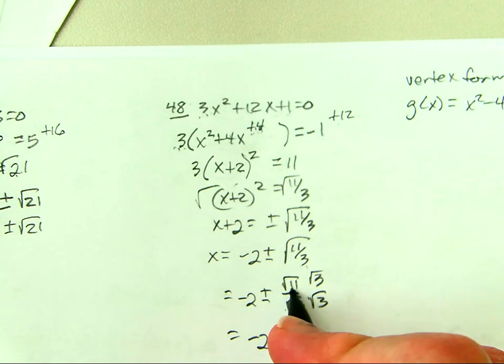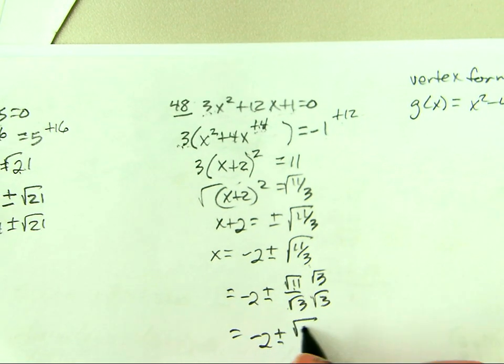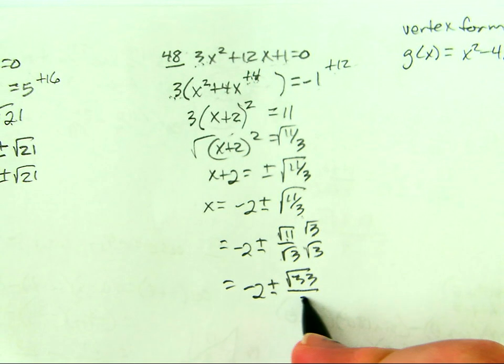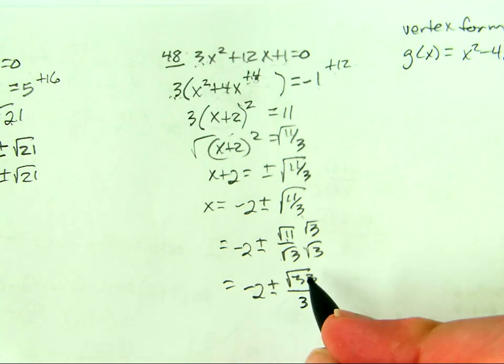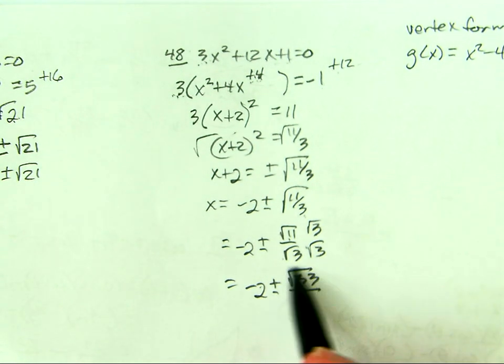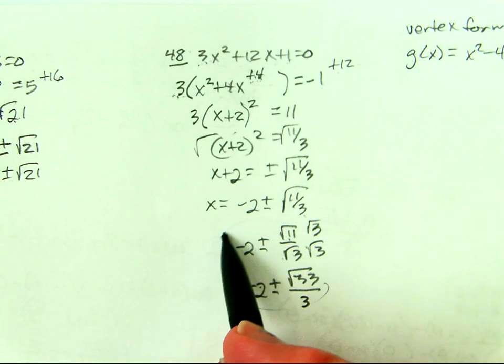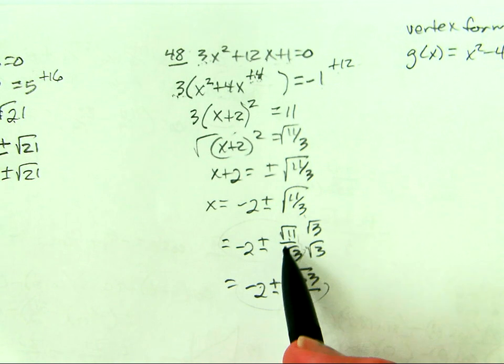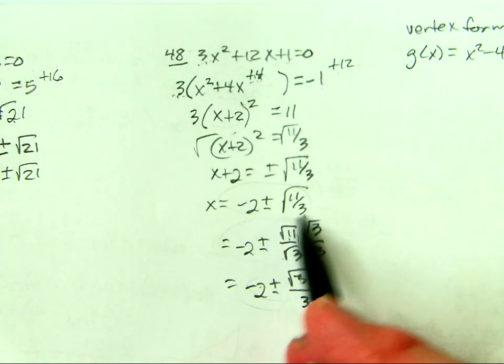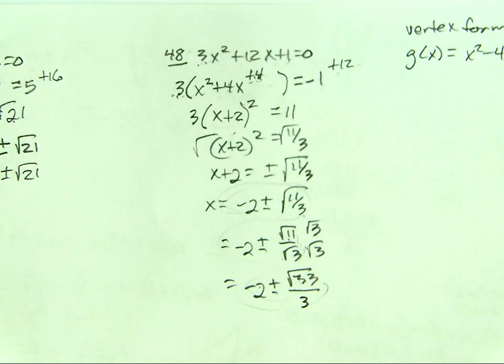Here, square root of 11 times the square root of 3 is the square root of 33. And here, square root of 3 times square root of 3 is the square root of 9, which we know is 3. So this answer is okay too. This may be what Big Ideas wants. So this answer and this answer we had here are actually the same thing. Okay?